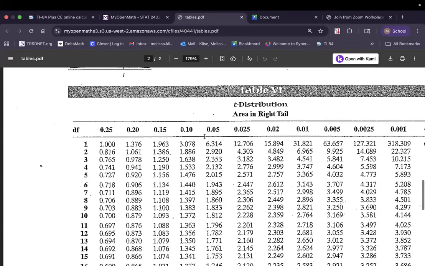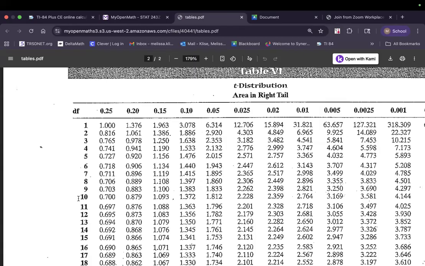Okay, so I'm going to go to 10 degrees of freedom, and I'm going to come over here to get to 0.2. Did I go too far? I went too far. Here's 10 degrees of freedom. 0.2 is right here, 0.879. So just degrees of freedom, this is your sample size.